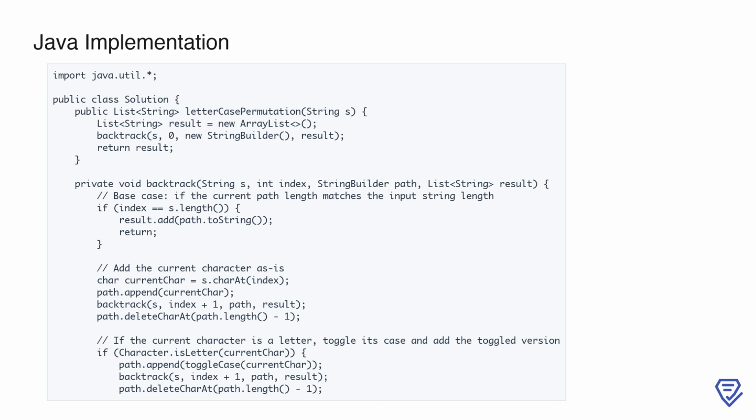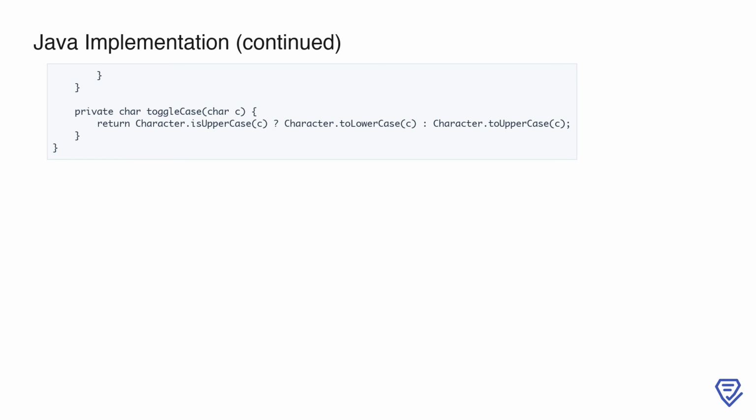Once we return from that recursive call, we backtrack by removing the last character from the path to prepare for the next step. If the character at the current index is a letter, we also generate its toggled case and explore that possibility. This is handled by appending the toggled version of the character, calling backtrack again, and then backtracking by removing that character as well. The final part of the implementation contains the closing braces for the if and backtrack methods.